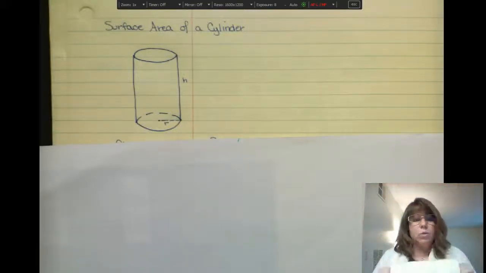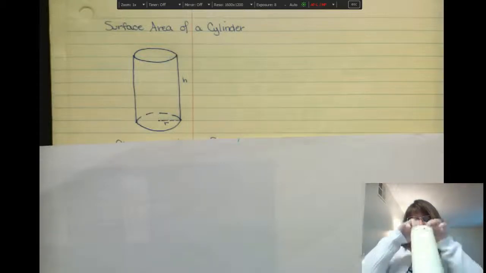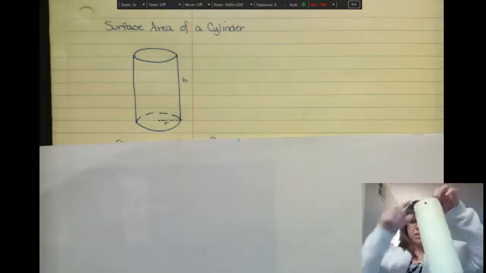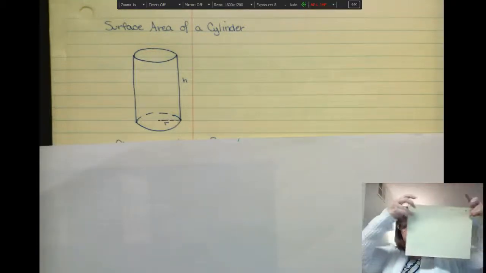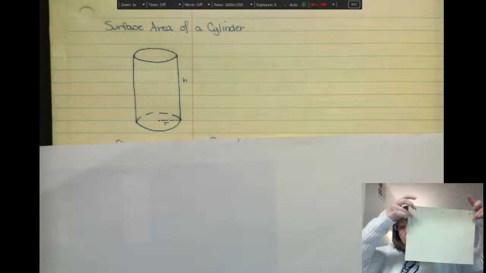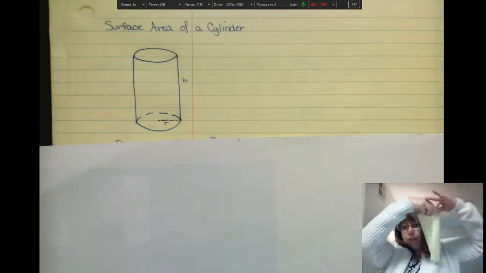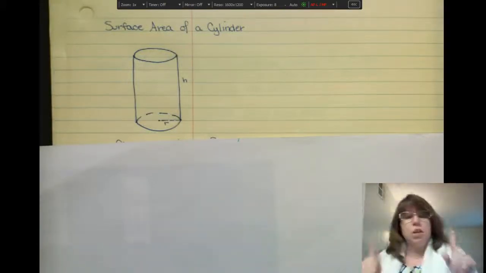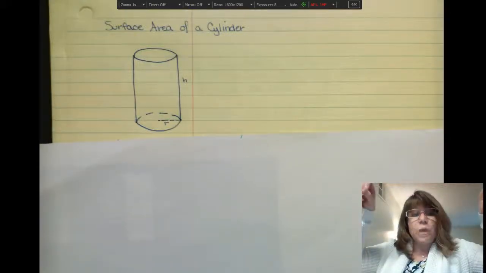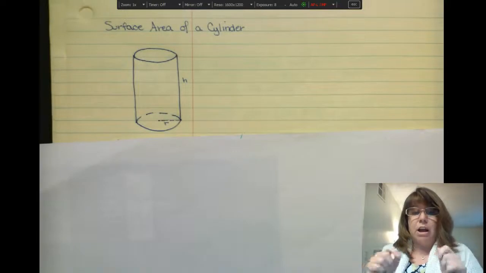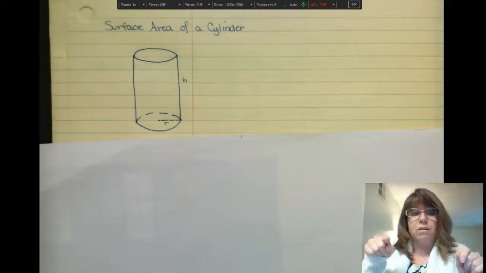Now, here's the cool part about a cylinder. If I actually cut a line down the cylinder and open it up, it becomes a rectangle. So keep in mind that it's actually a curved rectangle, a rectangle curved on itself. Knowing that, the height of the cylinder, if I unfolded it, would be the width of my rectangle. Now, how do I figure out the length of my rectangle?